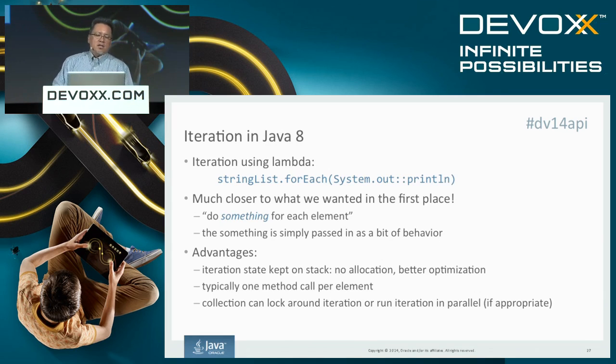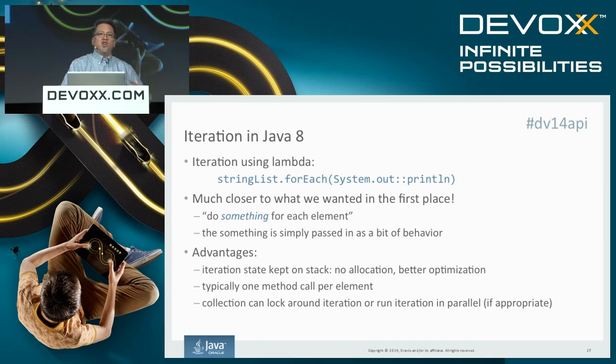We have Iterable.forEach in Java 8, and you just pass in a lambda. And the semantics of this is, do this for each element. And the library just takes care of it. It just does it. And that's it.